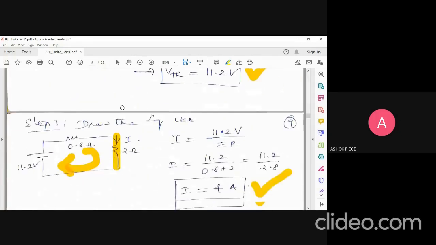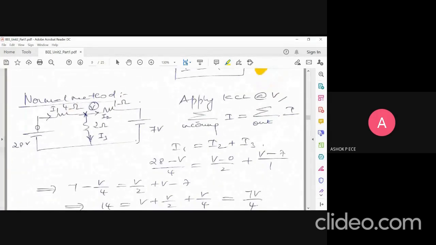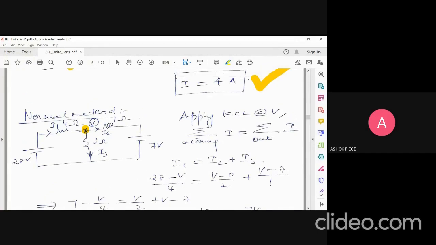Okay, sir. Yes, now see, the same problem I have taken with all the sources and all the resistors. I have marked this node as V. Now we are going to find the current through 2 ohms using nodal analysis. See, I have taken nodal analysis. You can even do it by mesh analysis if you are comfortable. Please proceed and tell me the answer.